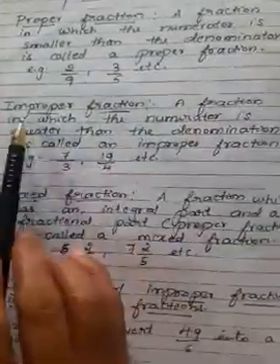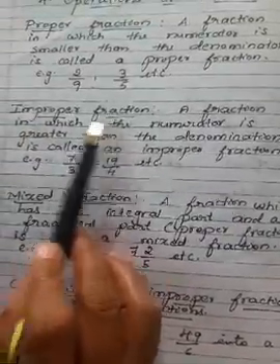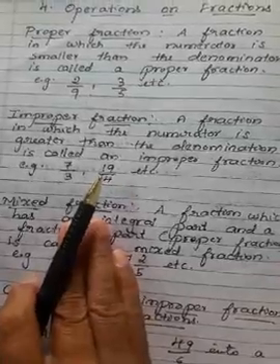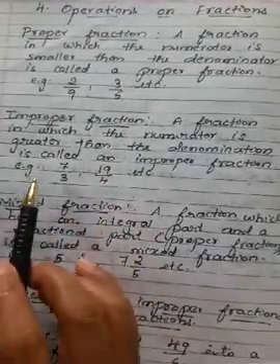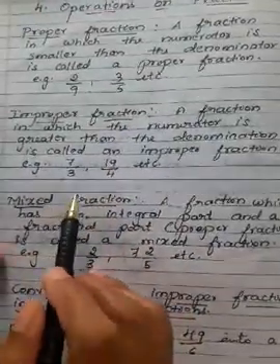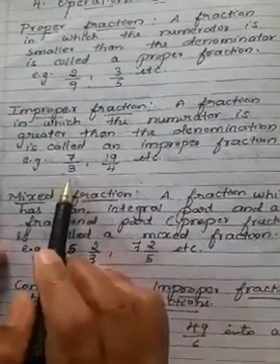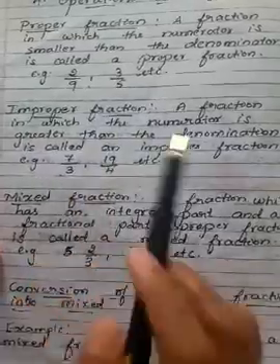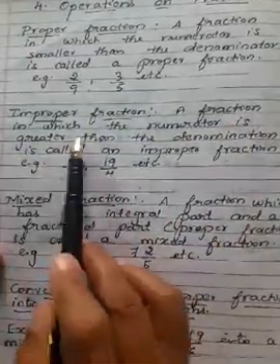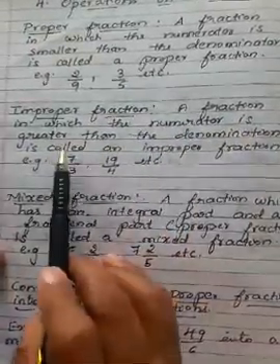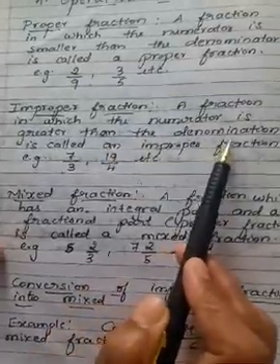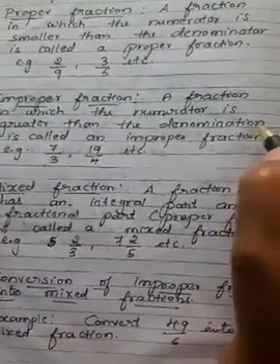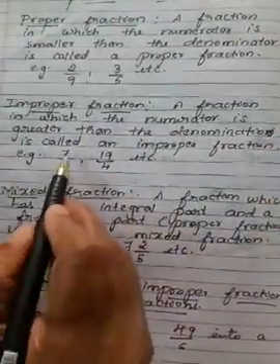Now second one is improper fraction. So what is improper fraction? It is the opposite of proper fraction. So improper fraction means numerator is greater than denominator. Then such a fraction is called improper fraction. A fraction in which the numerator is greater than the denominator is called an improper fraction. Correct? Now for example 7 upon 3.